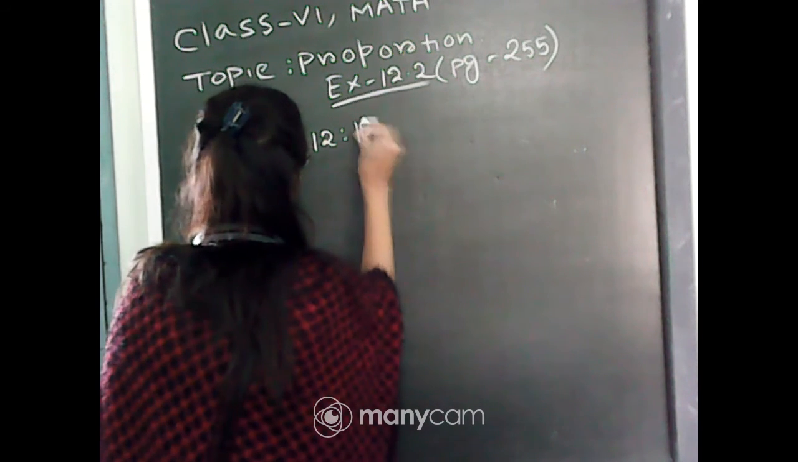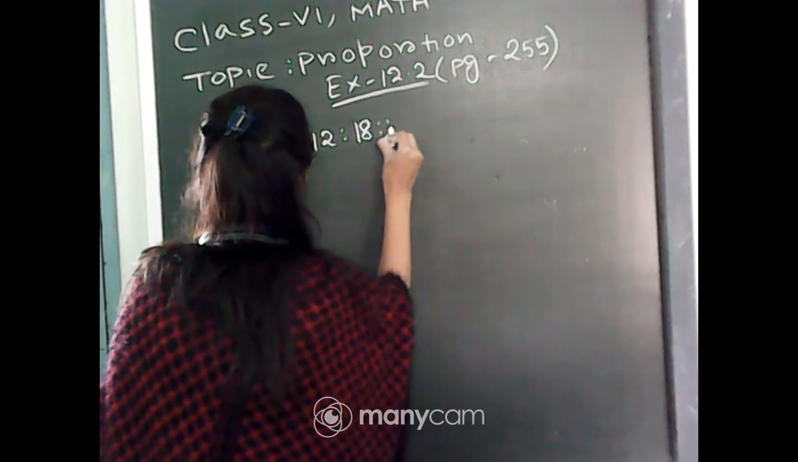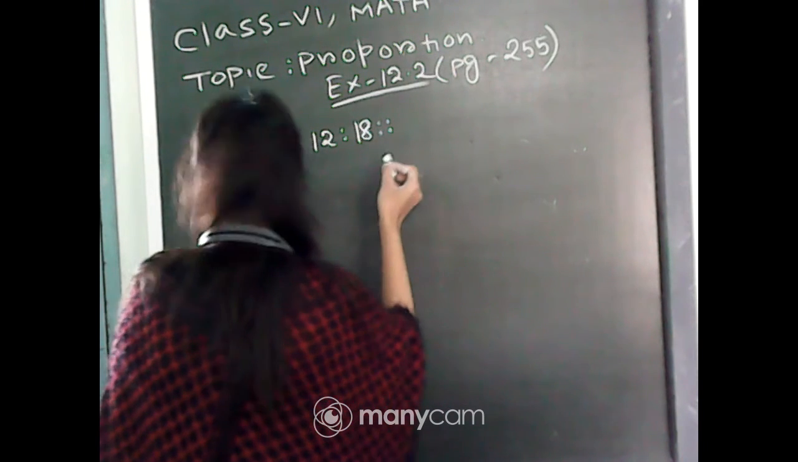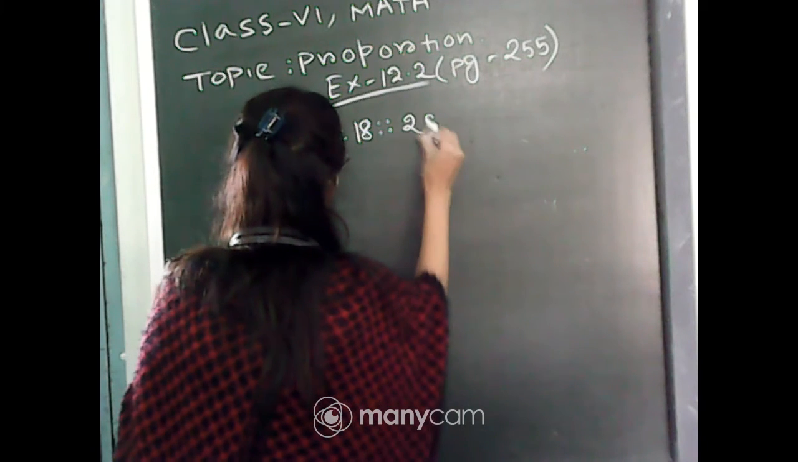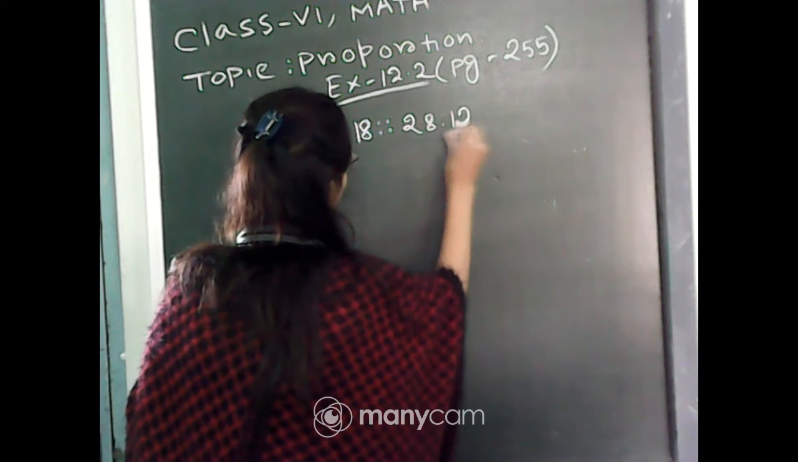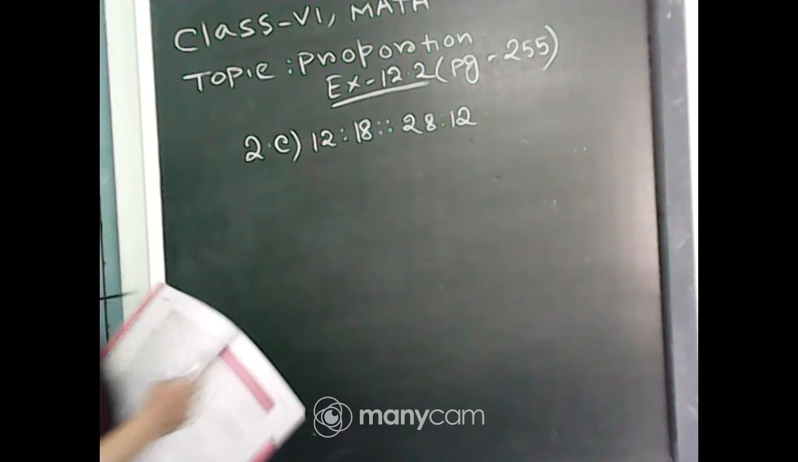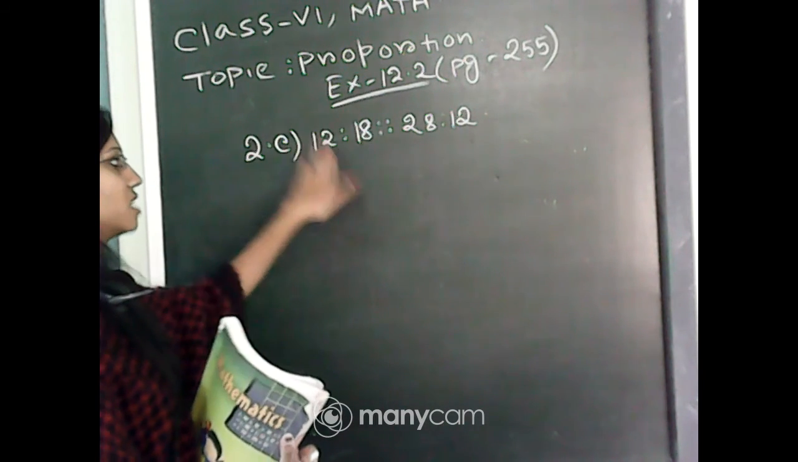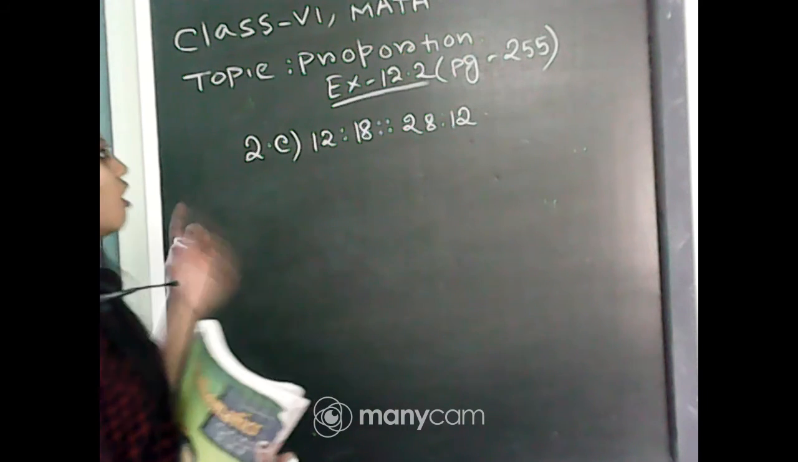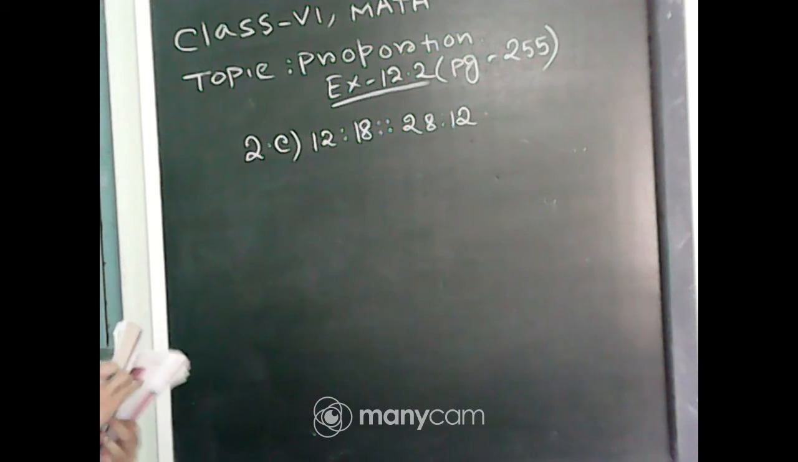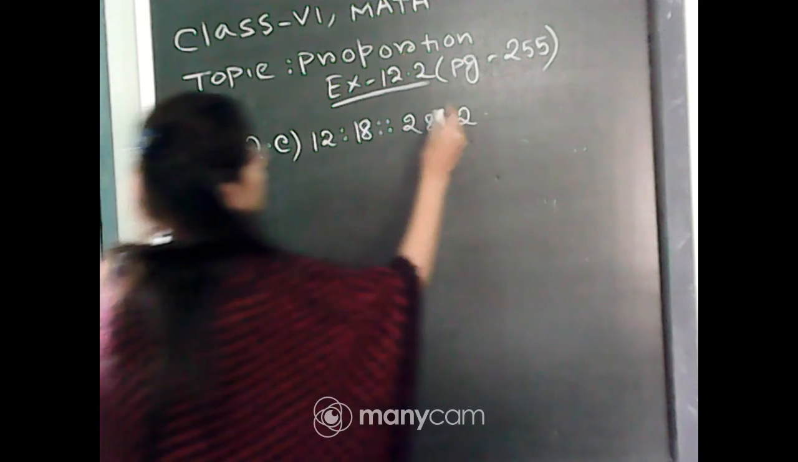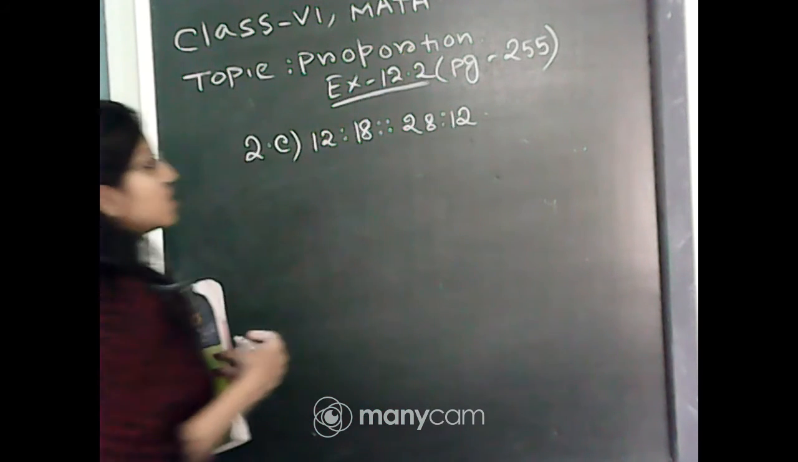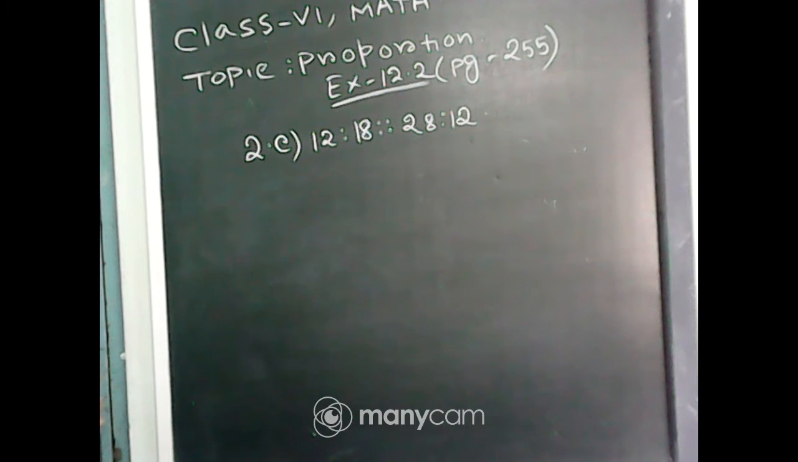Here it is given that 12 is to 18 as 28 is to 12. We have to check whether the statement is true or false, that is, whether the quantities are in proportion or not.